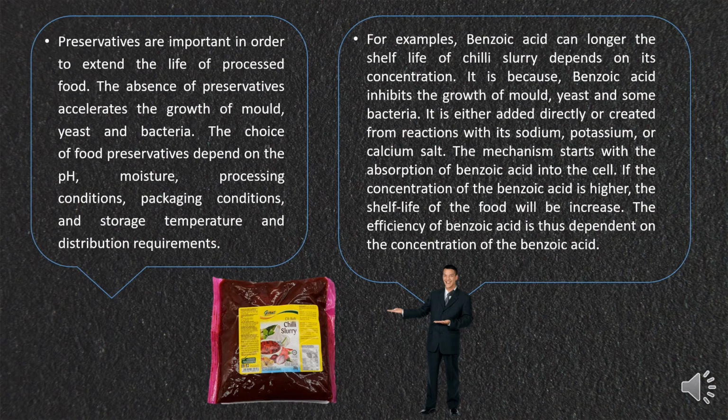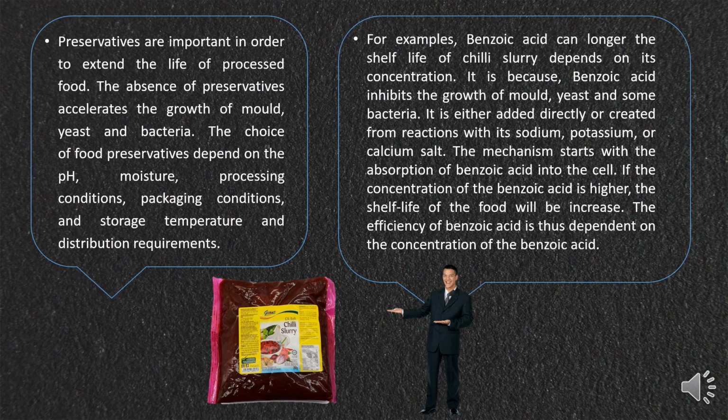For example, benzoic acid can lengthen the shelf life of chili slurry depending on its concentration. It is because benzoic acid inhibits the growth of mold, yeast, and some bacteria. It is either added directly or created from reactions with its sodium, potassium, or calcium salt.